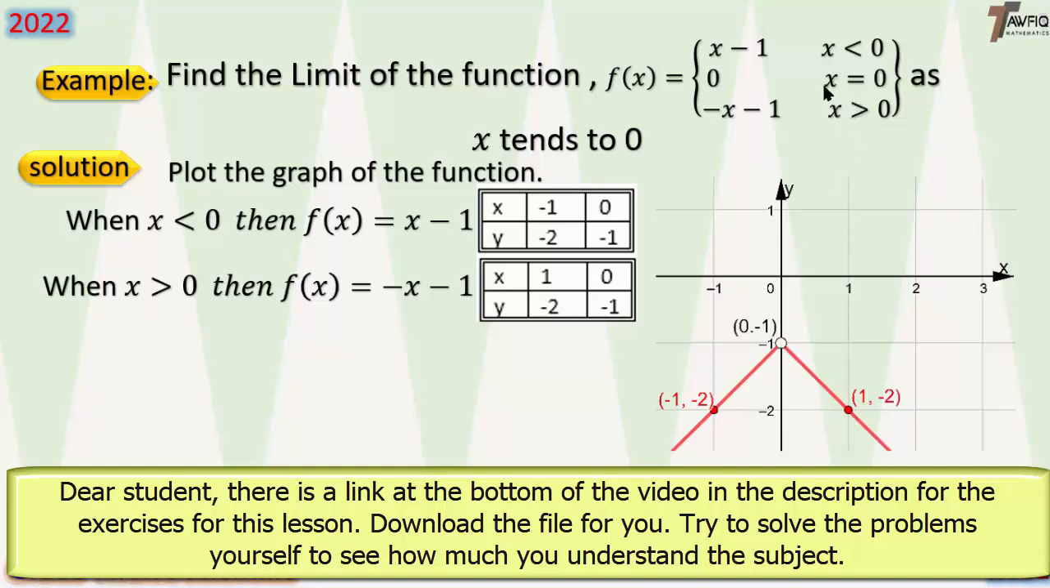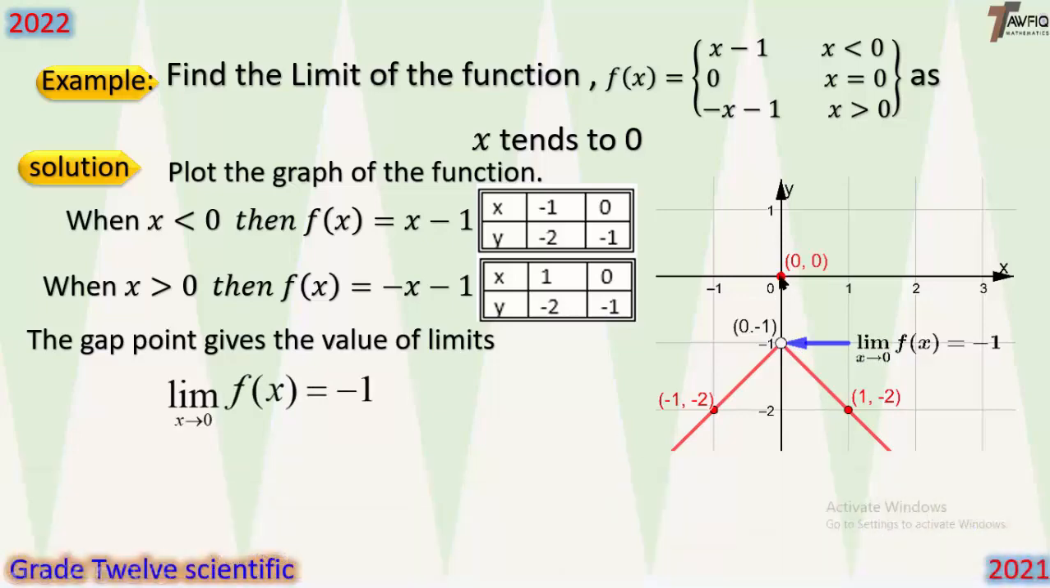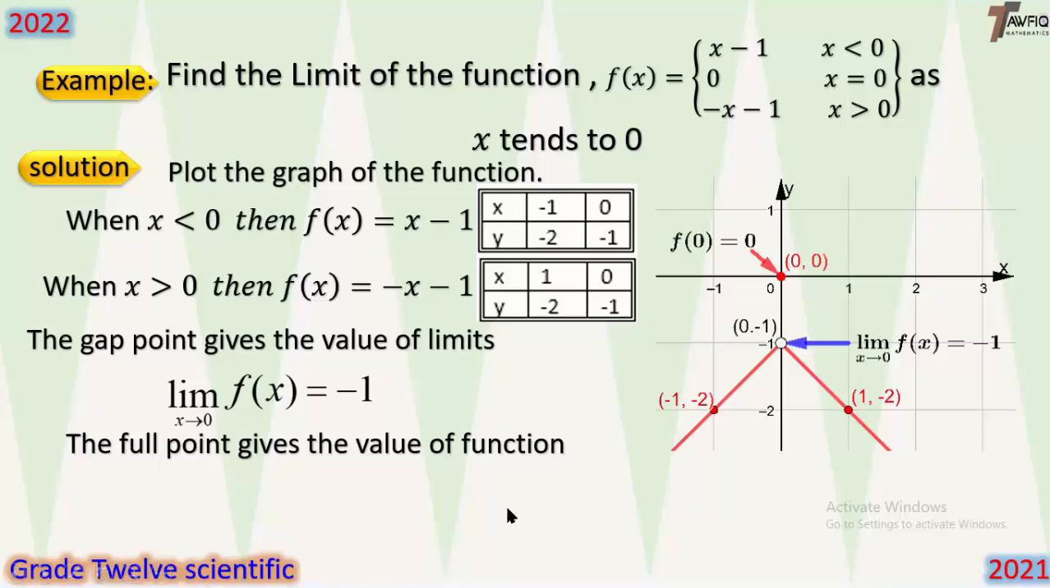The third part, x equal to 0, is 0. It is a point 0, 0. And now you have 2 points. The full point is 0, 0, and the gap point is 0, minus 1. The gap point 0, minus 1 gives us the value of the limit. Therefore, the limit when x approaches 0 of f(x) is equal to minus 1. And the full point gives us the value of the function. Therefore, f of 0 is equal to 0.